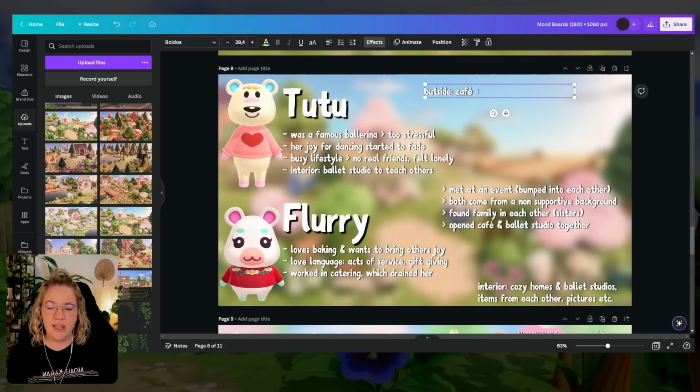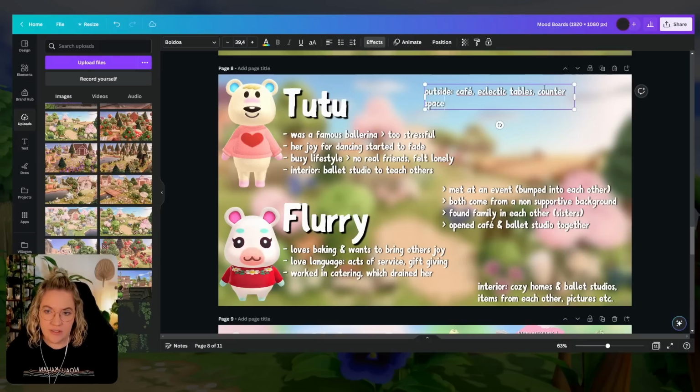So I'm thinking different like table and chair setups, and make it like a very eclectic. Obviously we need to have like a counter space too. And now with including Tutu in the mix, I think we're going to have a bit more of an open space and like a bit more space to work with and bring this to life. And then lots of cakes. I definitely want to focus on like the baking part.